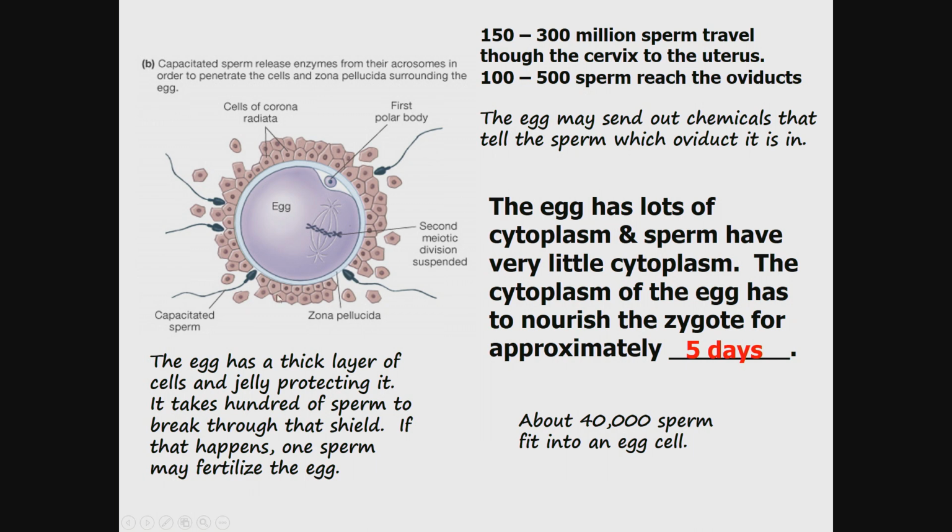So why don't more than one sperm fertilize the egg? The egg has a thick layer of cells and jelly protecting it. It takes hundreds of sperm to break through that shield. If that happens, one sperm may fertilize the egg. But 40,000 sperm fit into an egg cell. So when the sperm fertilizes the egg, it then releases a chemical, a protective barrier, so no other sperm can get in.